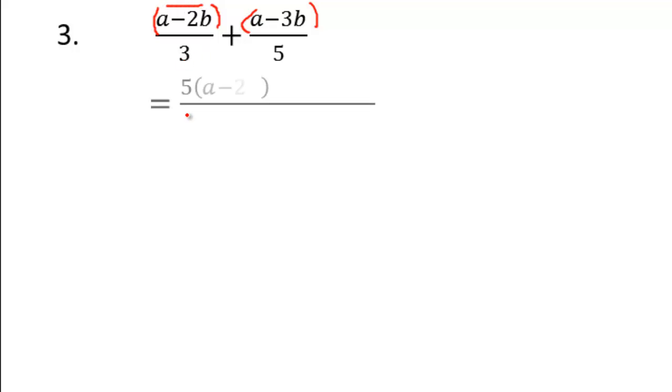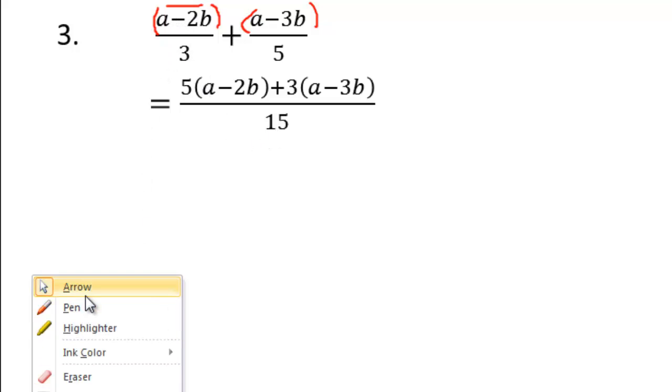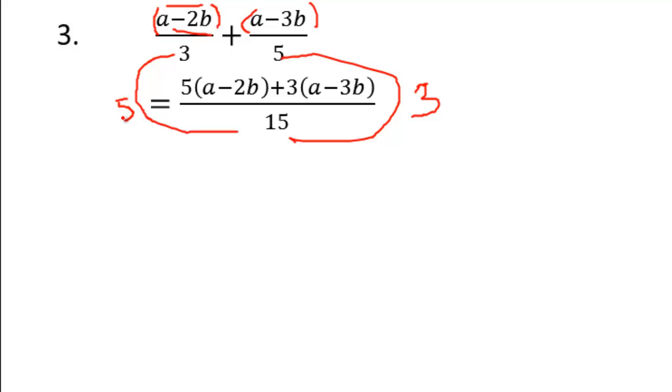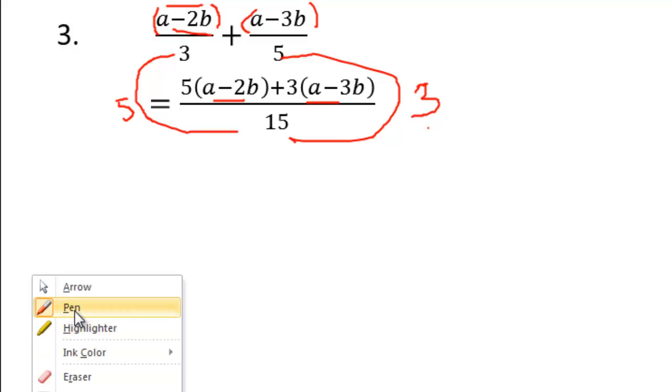Let me press further. How many 3 in 15 is 5, and then you are going to say 5 times all that is here. That's why 5 open bracket a minus 2b close the bracket. Now how many 5 in 15 is 3? So that you get it more clearly. That 5 is what you use to multiply all that is inside there, and this 3 is what you use to multiply all that is inside there. That is what we've just done.